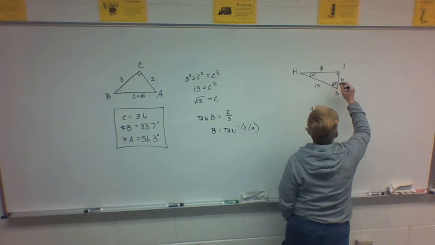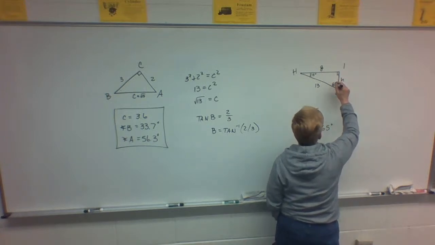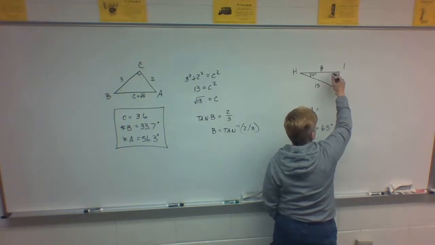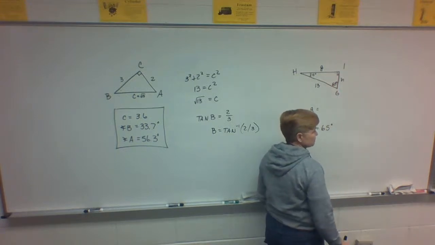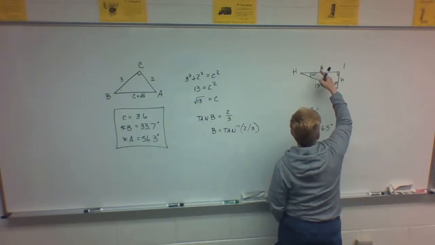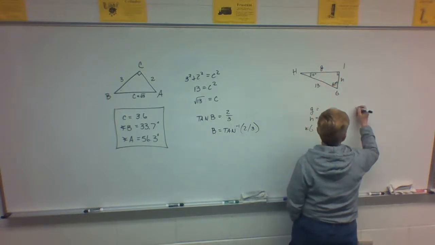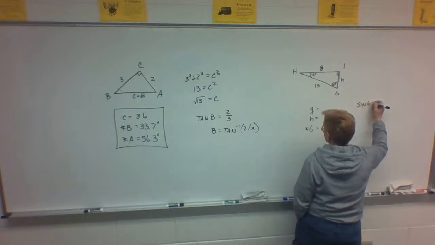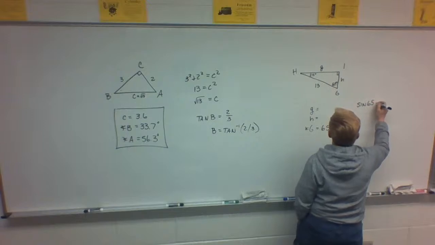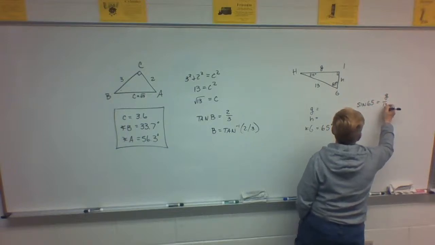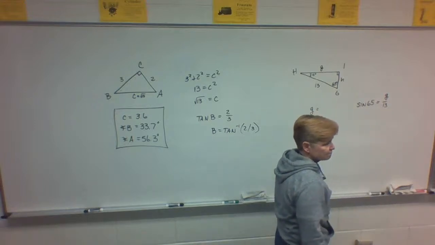Okay, and with respect to this 65-degree angle, how could I use that and the 13 that I know to find that G? What's the relationship between those three? Opposite over hypotenuse, which is sine. So we choose the sine of the angle, and this time it's not a variable like it was over there, it's actually a number. The sine of 65 is equal to G over 13. Would you all buy that?